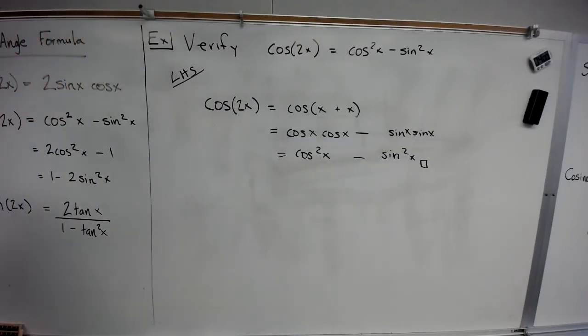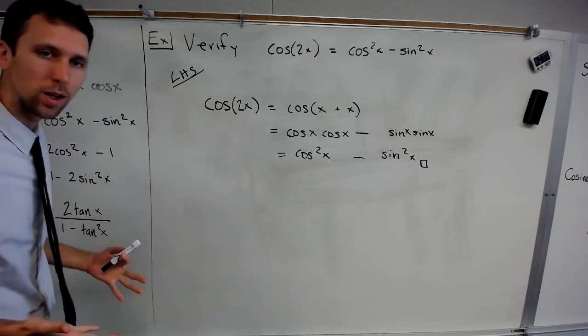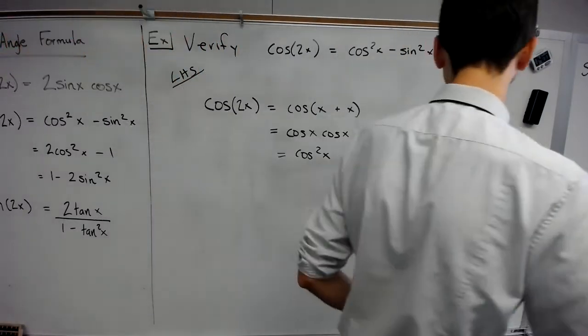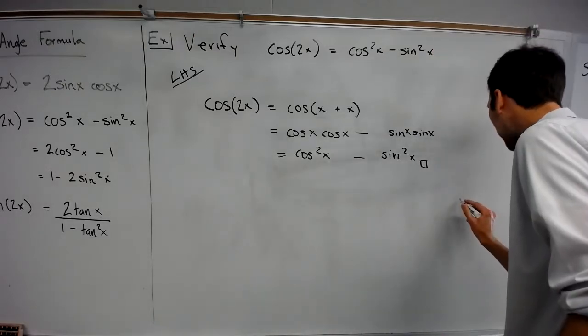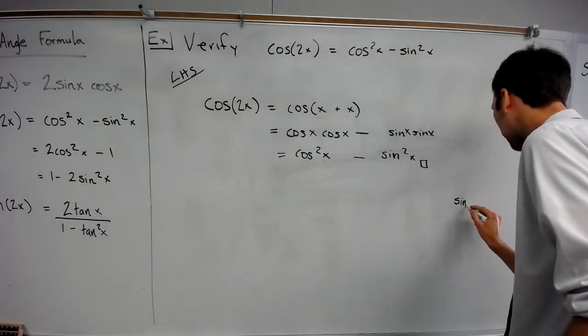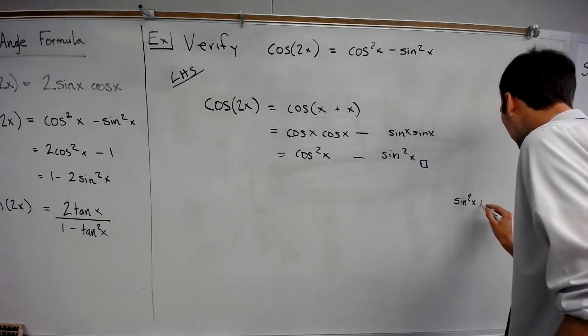Now, if you look at the formulas I gave you on the left, you notice that cosine of 2x can be rewritten in 3 different ways. So where do those ways come from exactly? Why do we have that? Sometimes it's more convenient to rewrite it in a different way. So here's what we're going to do. We're going to look at our Pythagorean identity.